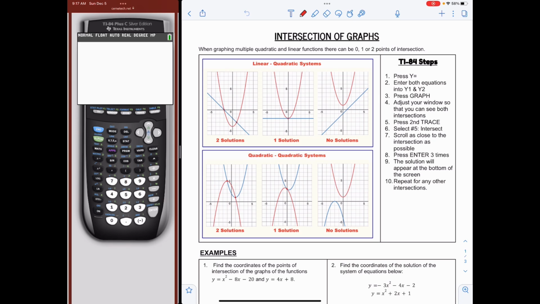All right, today we're going to talk about intersections of graphs. When graphing multiple quadratic and linear functions, there can either be one, two, or no points of intersection. If we look at linear and quadratic systems, we see here that on the first graph, you have two solutions because the graphs cross in two spaces. Then you can have one solution, and then you have no solution, which means the graphs don't touch.